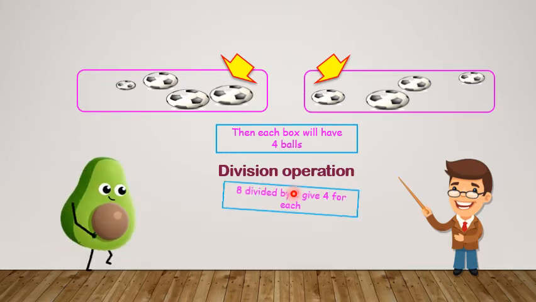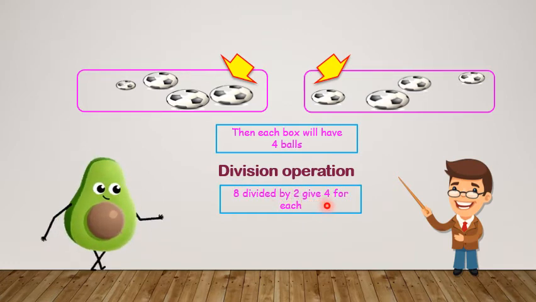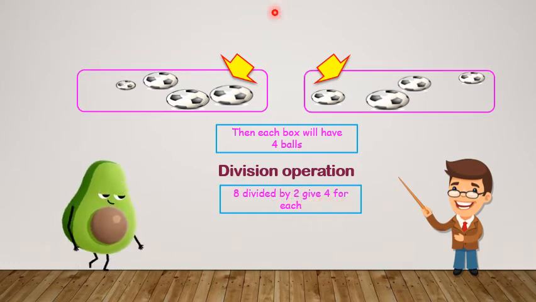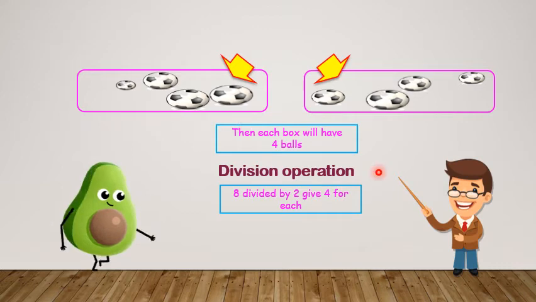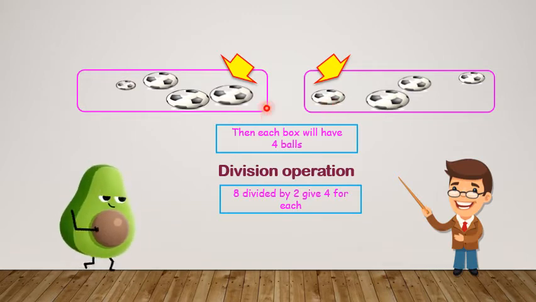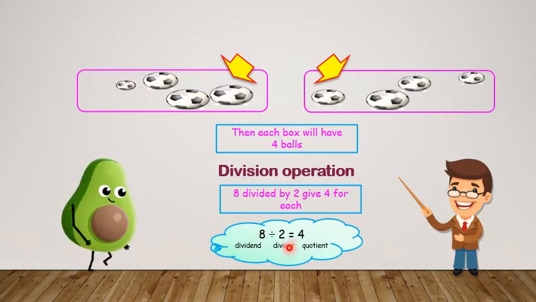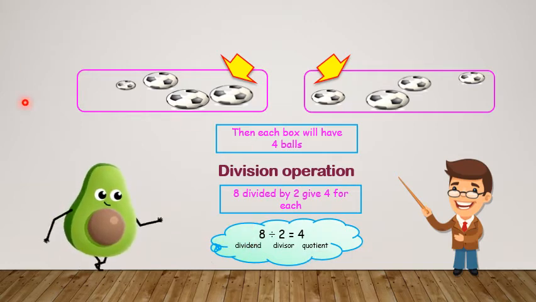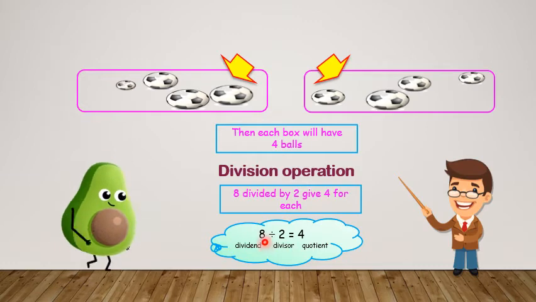How do I write it in math? This is called 8 divided by 2 will give me 4 for each. So I divided the 8 balls into 2 groups and each group has 4 balls. This is how I write it in math. This is how I represent the equation in math.